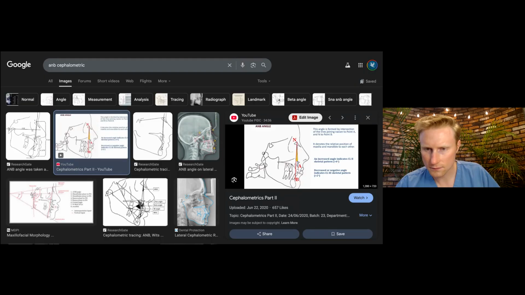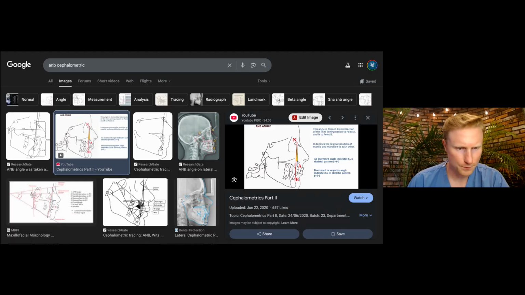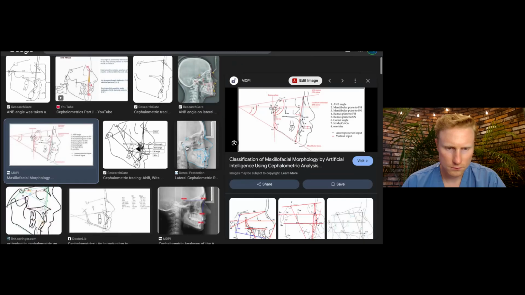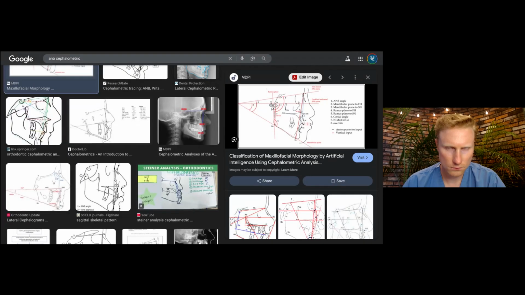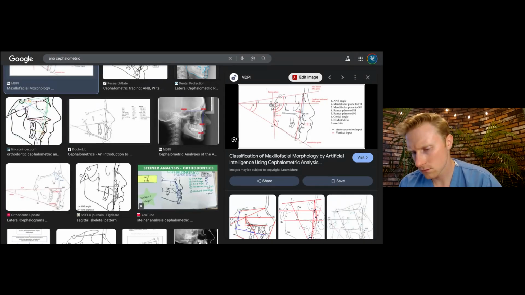In a skeletal class 2, like this patient probably has, the A and B is usually greater than 4 degrees, often 5 to 9 degrees, indicating a retrognathic mandible. Normal A and B is about 2 degrees, give or take. Negative A and B would be class 3, not class 2. You got the vibe right, but messed up the details.